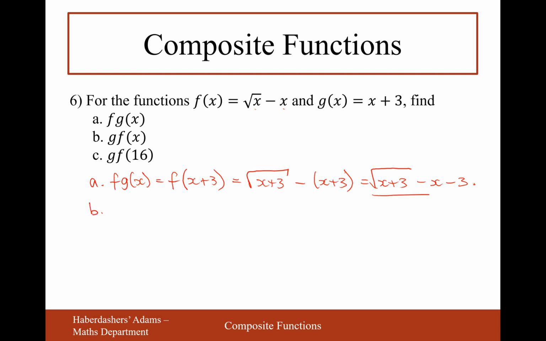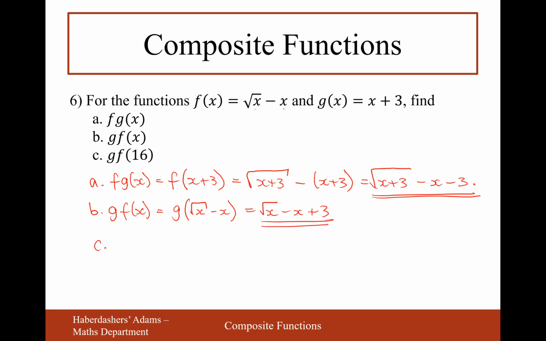Moving on to part B, so this thing at the back, here's the final answer. g of f of x. So the g function, I'm going to put in the f function, that is the square root of x minus x. And then I'm going to put this algebra into the g function. So where x appears, I'm going to write what's in the bracket here. So it's going to be the square root of x minus x, and then add on 3 to finish the g function.